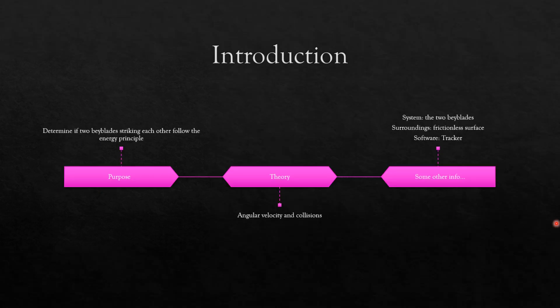So getting into it, the purpose of this lab is to determine what force the two Beyblades strike each other with. The theory behind this will be covered more on the next slide, but the two big principles include angular velocity and collision types, specifically elastic collisions. Lastly, before we get too far into it, I want to establish the system as the two Beyblades with nothing else in the surroundings. There's the arena, but that's excluded since it's a frictionless surface, so we're not worrying about it.